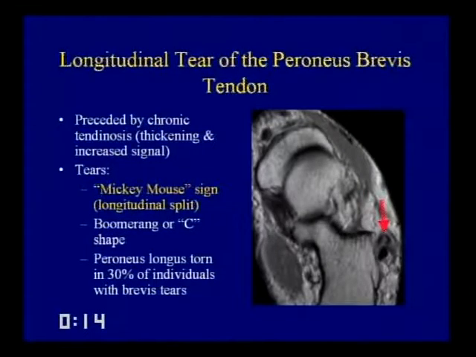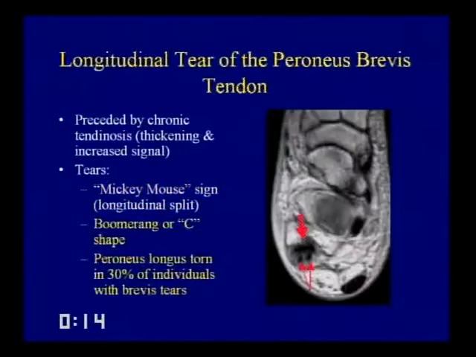You can also get just a boomerang or C-shaped tendon. It can be a little bit flat, but as soon as it gets boomerang or C-shaped, you have to worry about a tear. And here's an example of a peroneus longus tear. It's torn in about 30% of individuals with peroneus brevis tears.